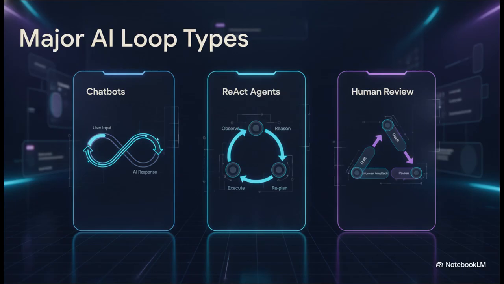Because, let's face it, loops are your agentic superpower. I mean, a standard chatbot, that is essentially an infinite loop, just bouncing from user input to an AI response and back again. A ReAct-style agent loops continuously through observing, reasoning, executing tools, and replanning. Or think about a human review workflow. You loop through drafting, getting human feedback, and revising until you finally get that stamp of approval. Loops make all of that possible.